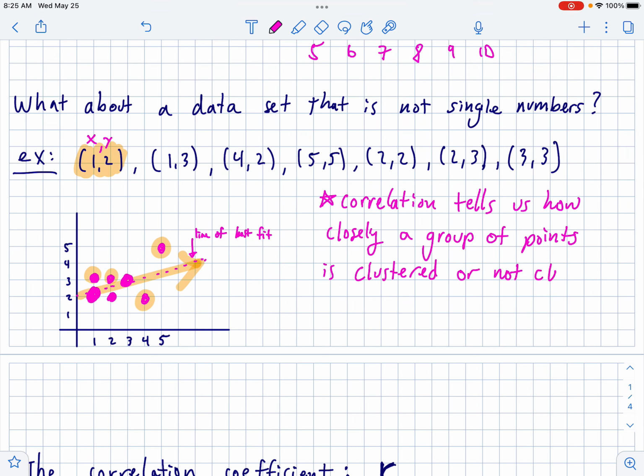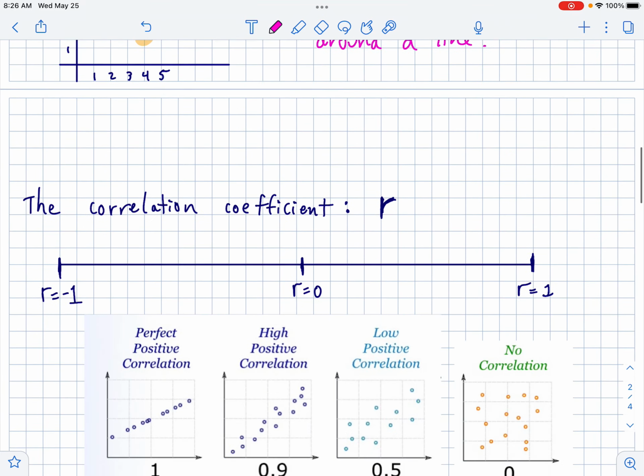I'm going to use the word clustered. So if something has very high correlation, that means that the points are very clustered around a line. And it could be any line, like negative lines, positive lines. We'll get into that. But something that has low correlation means that it's more spread out around that line. It's not very clustered.